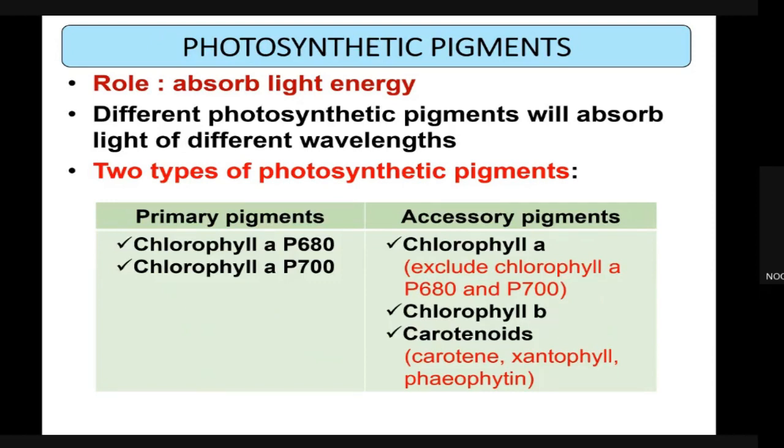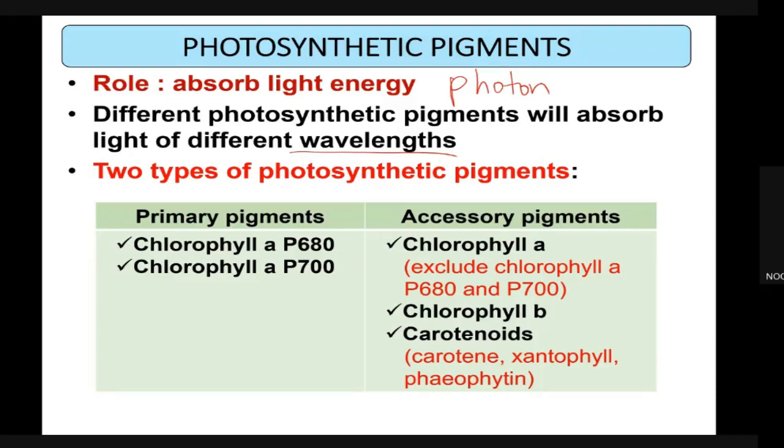Photosynthetic pigments are to absorb light energy. Different photosynthetic pigments will absorb different wavelengths of light. The light energy is also known as photon. There are two types of photosynthetic pigments: the primary pigments, which are the chlorophyll A, and the accessory pigments, which include chlorophyll A, chlorophyll B, and carotenoids.